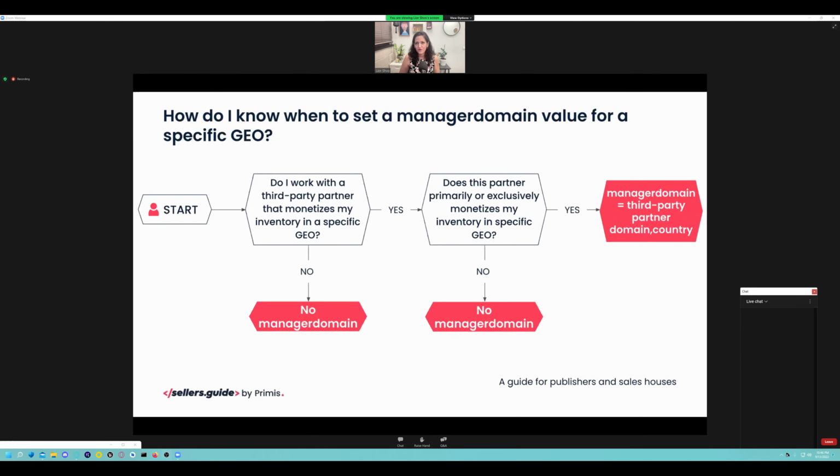How do I know when I set a manager domain for a specific geo? It's basically the same flow, the same questions, but for a specific geo. So if you have a different partner in the UK, or a different partner in France, or in Australia, or in the US, you can specify a manager domain for each geo, which can be very convenient and very important because sometimes we know that there are different partners in different continents, regions, countries, or geos.